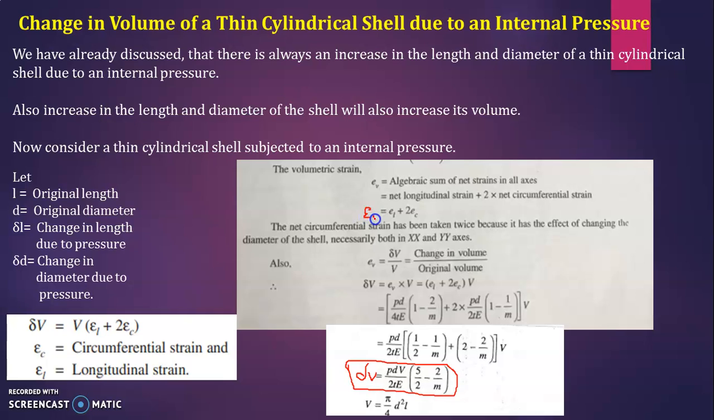This is the volumetric strain, that is equal to longitudinal strain plus 2 times circumferential strain. So delta V you can write like this or like this, both are the same. Delta V is equal to V into this, because I have written EV is equal to delta V divided by V, so delta V is equal to EV into V. That is nothing but V into longitudinal strain plus 2 times circumferential strain. This is about volumetric strain.